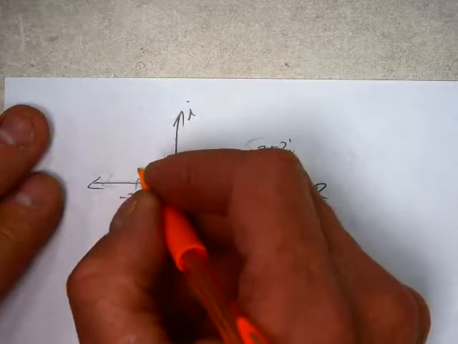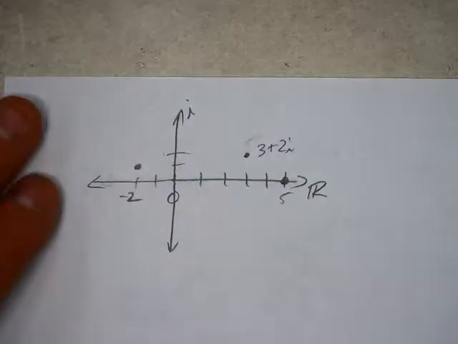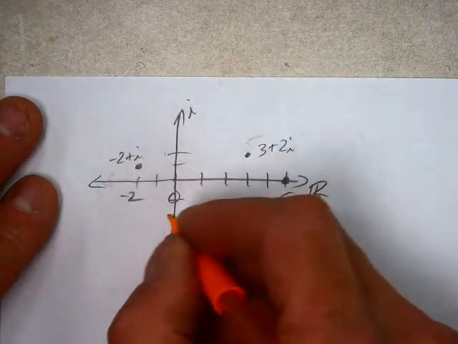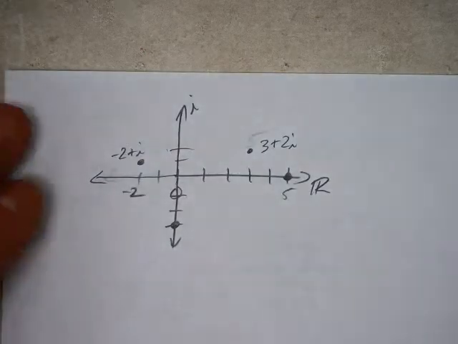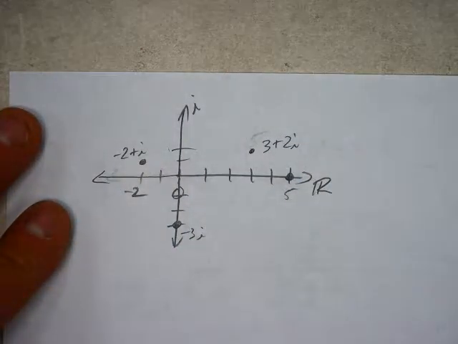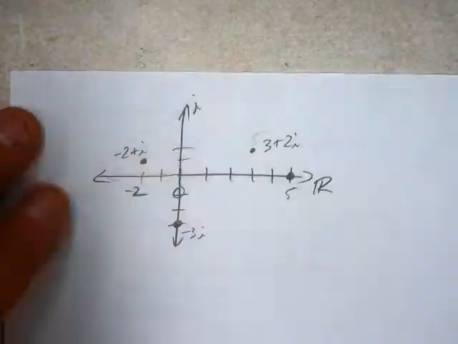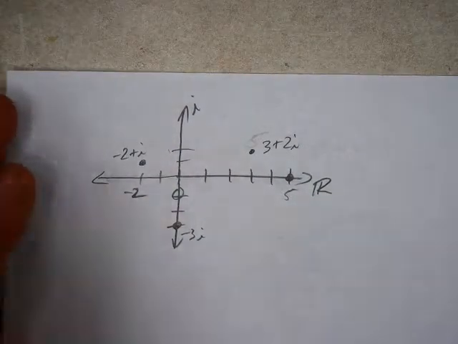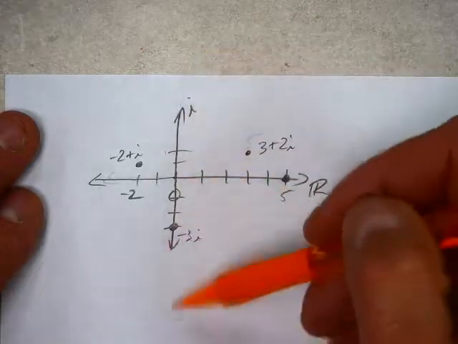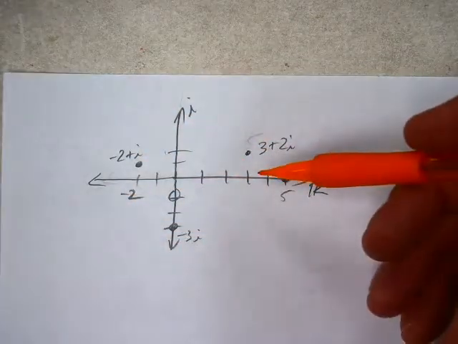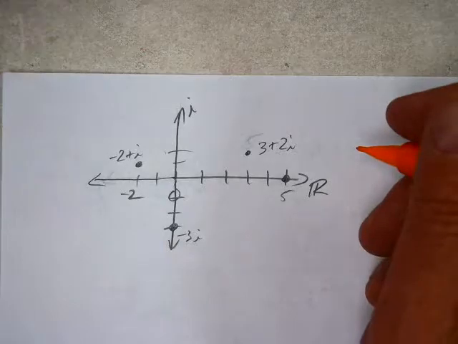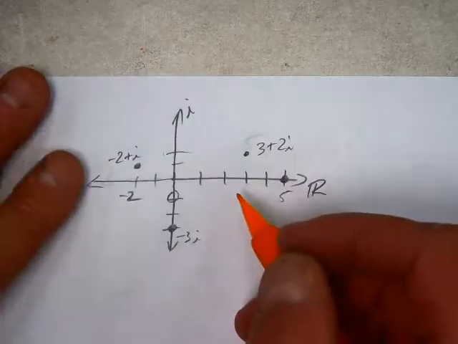So what if I did this? What number is that I just plotted? Negative 2 plus i. What if I did this? Negative 3i. 0 plus negative 3i. So we can plot imaginary numbers or complex numbers all day long. On this axis lie the real numbers, on this one lie the pure imaginary numbers, and all these others are the complex numbers, which are a combination of a real and imaginary. Technically a real number is a complex number, but I'll talk about that some other time when we have a little more time.